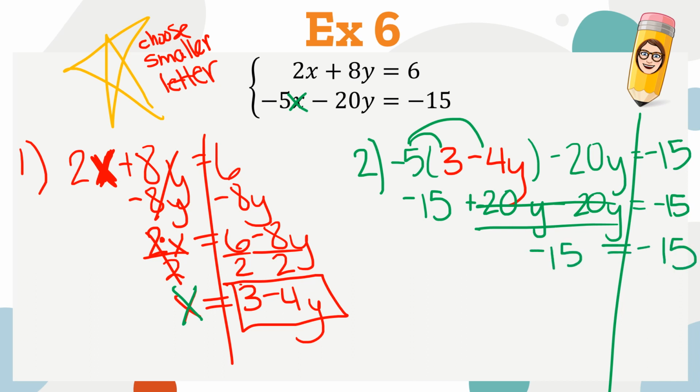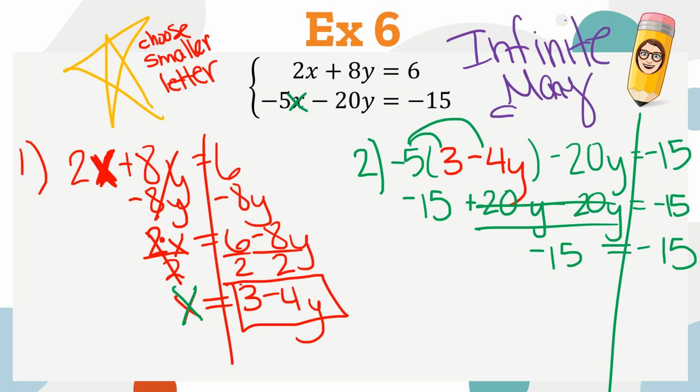Negative 15 and negative 15. Are those equal to each other? They are equal. That's good. So that means that my answer is infinitely many solutions. Many solutions. I can write today. Oh my goodness. There we go.